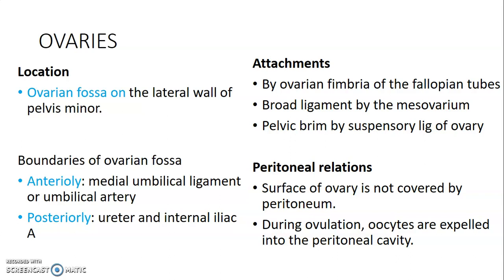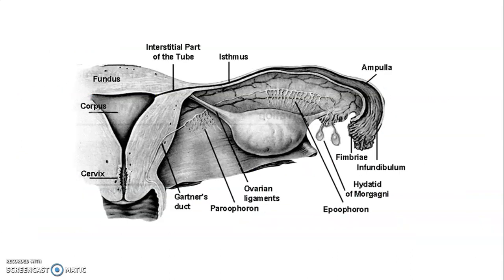Peritoneum again has its relations with the ovary, so the surface of the ovary is not covered by peritoneum, and during ovulation oocytes are expelled into the peritoneal cavity. So this is the location of the ovary here, and that's the infundibulum with the fimbria of the fallopian tube. This is the broad ligament, and in this picture you can appreciate the remnants of the mesonephric ducts.